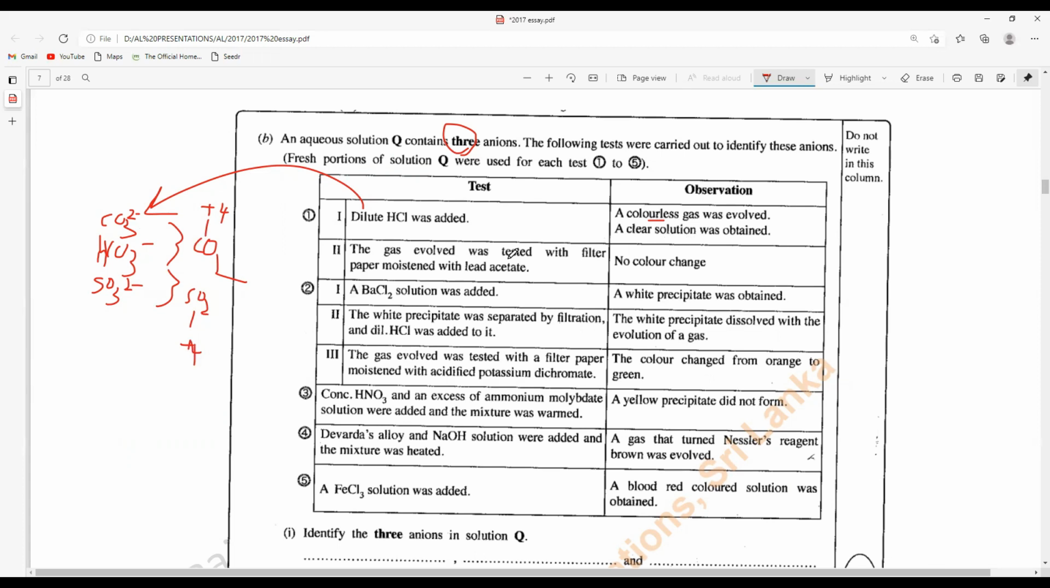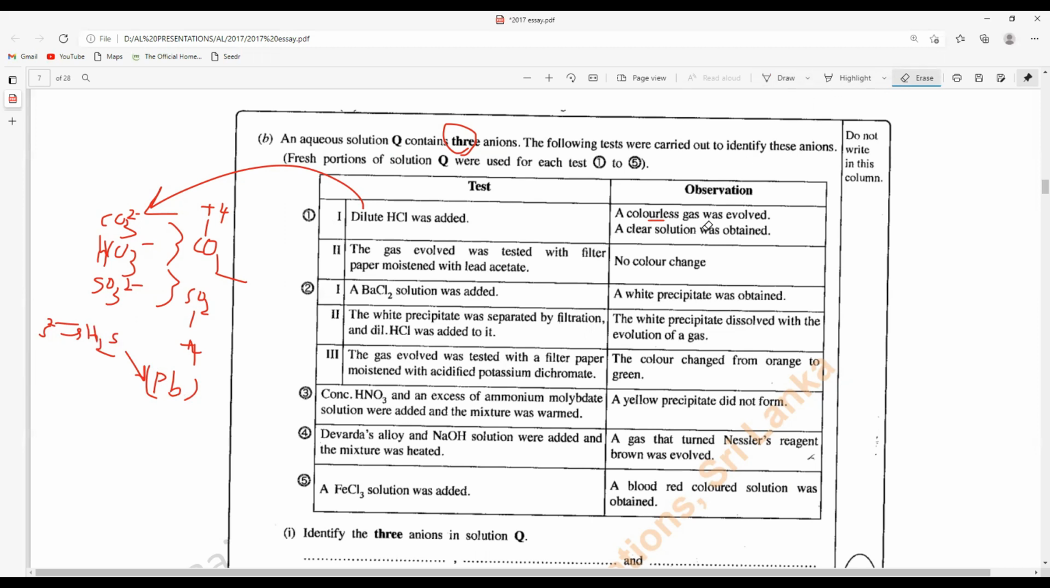The gas evolved was tested with filter paper moistened with lead acetate, and there is no color change. So typically this gives the idea that it is not H2S that is formed, because H2S can also be given, right? If you can remember, this is not H2S, because if it were, with lead acetate, it would form a precipitate. But here with lead acetate, no precipitate is formed, right?